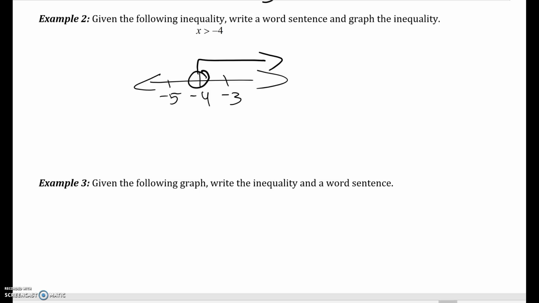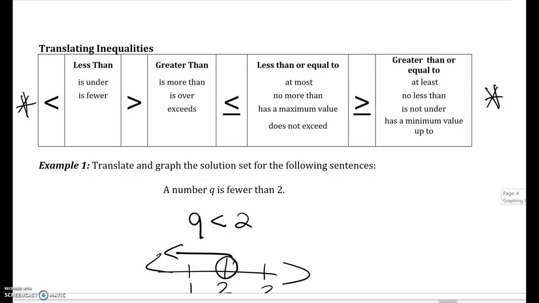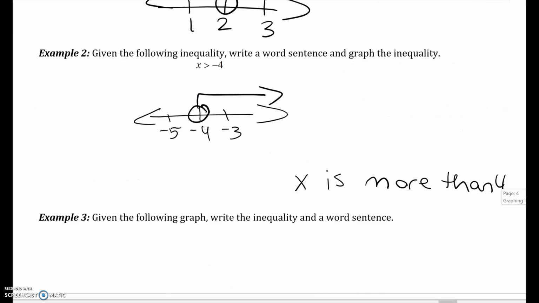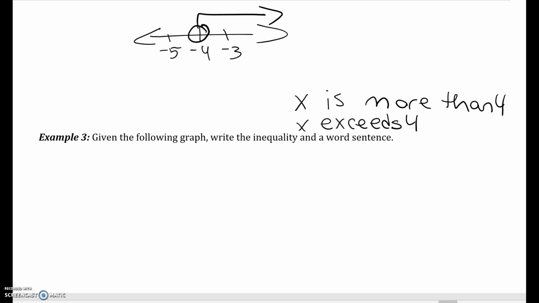But how would I say this in a way other than saying x is greater than -4? So you could say x is more than -4. Let's go back and look at the top. Is over, exceeds. Okay, so x exceeds -4. Any of those kinds of examples.